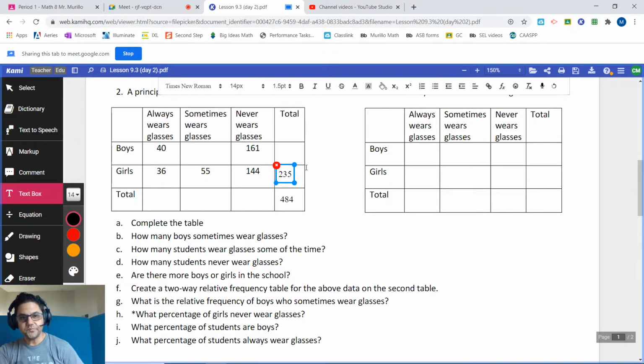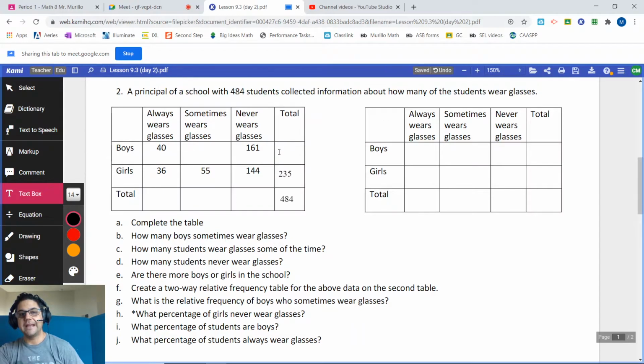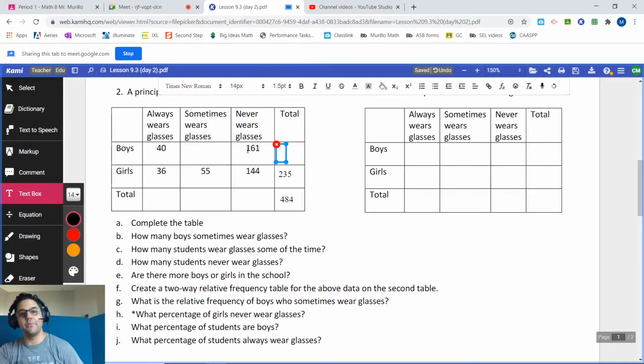Excellent. Now, what you can do to find this number, which is the total number of boys, is take the total students, subtract the girls, and that'll give you the total of boys. Go ahead and put that in chat for me real quick, please. Again, you're just using your calculator. Not a lot of thinking involved, just a little bit of elementary subtraction here. 484, subtract 235. What do we get? Put it in chat real quick.